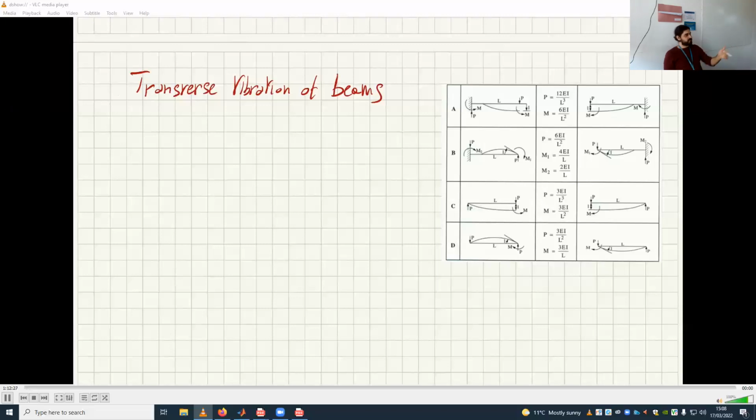This will, of course, be transmitted to the supports. That means your bearings will then have to provide dynamic reaction forces, so forces that are changing in time. And those are very taxing on the bearings. So your bearings will be worn out in no time if this keeps happening.